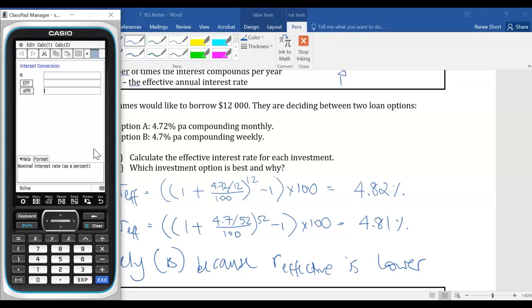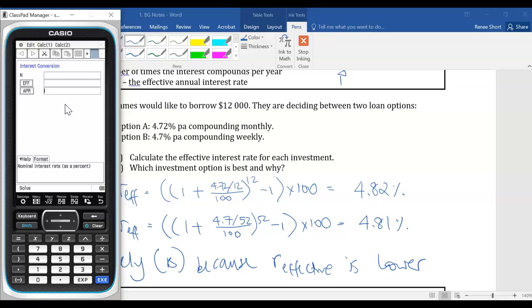Okay. If you look at those things on the left, can you see that EFF and APR look like boxes around them and then N just looks like N? What the boxes mean is I always have to have something in N, but if I know one of the other two, I can type one in and then press the other box and it'll solve it for me. So if I know the effective interest rate and the number of times it compounds, your calculator will undo the math to find the nominal rate. If I know the nominal rate and the number of times it compounds, your calculator will do the formula we just did to find the effective interest rate.